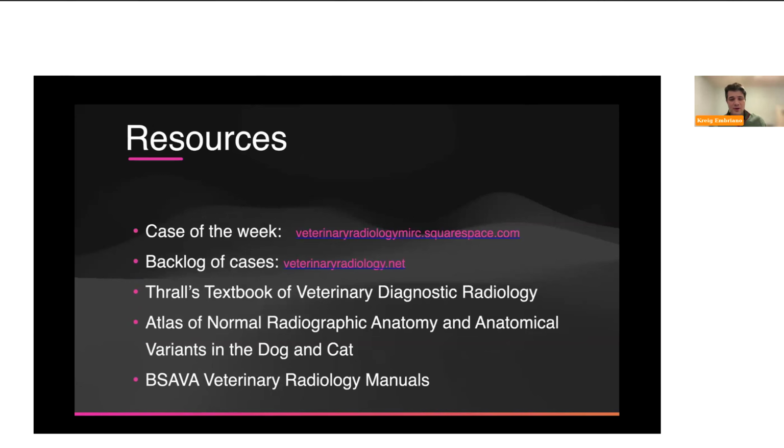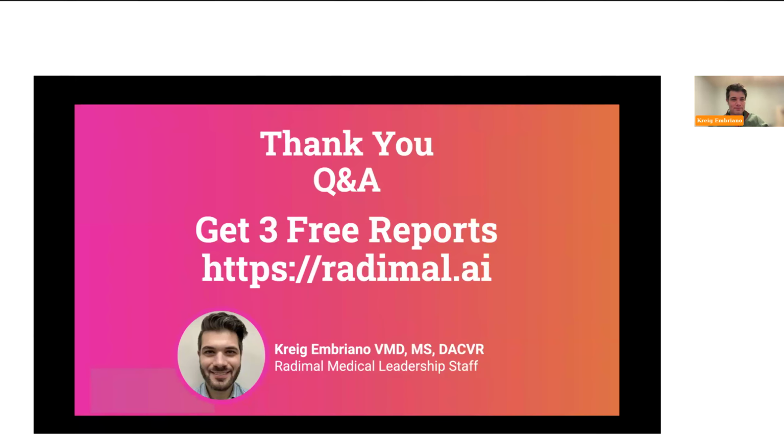These are some resources that you can look into. The case of the week is an emailed case of an interesting radiographic study, with a ton of backlog of cases that Allison Zwingenberger has created. She's not active on the website anymore, but it's still a huge number of excellent cases. Thrall's textbooks, especially the Atlas with the anatomical variants, are excellent. The BSAVA manuals, specifically the thoracic and the musculoskeletal, are fantastic. Abdominal is okay. I don't love it as much, but it's still pretty good.